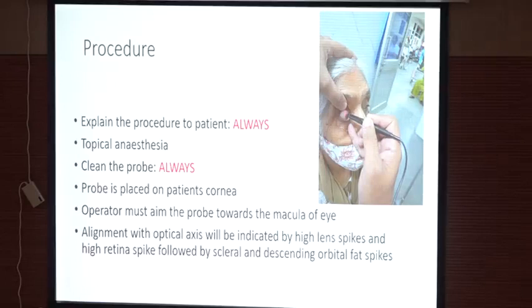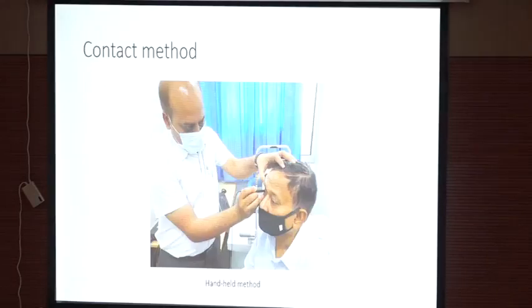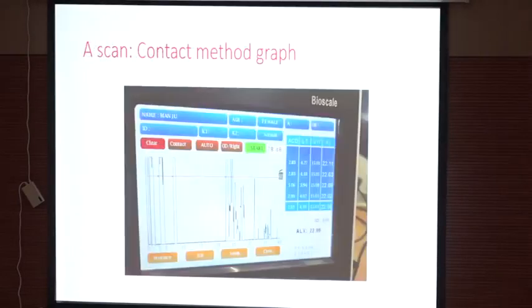This is important because if the probe is aimed towards the optic disc, then we will not get the retroorbital spikes, and that means it's an erroneous reading which needs to be discarded. So the alignment with the optical axis will be indicated by high lens spikes, then high retina spikes followed by scleral and descending orbital fat spikes. This is another image showing the contact method at our hospital. It is the handheld method.